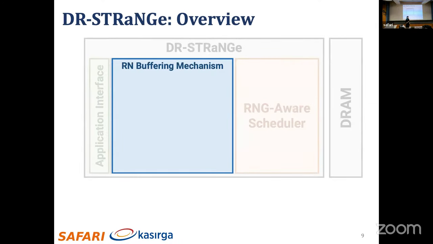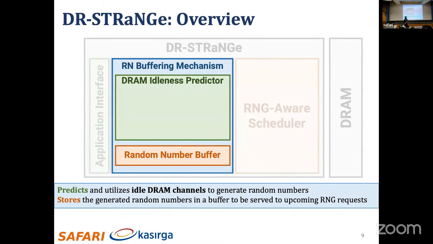The first component is the random number buffering mechanism. It predicts and utilizes DRAM idle times, like the channels that are idle at times, to generate random numbers and stores the generated random numbers in a secure random number buffer so that you can use those already generated random numbers when an application asks for a random number.